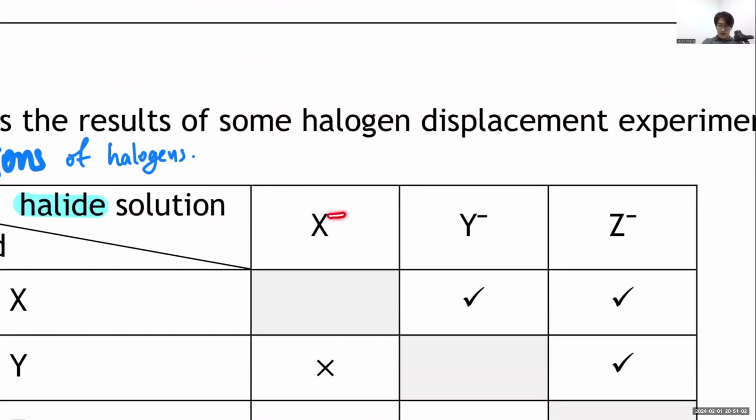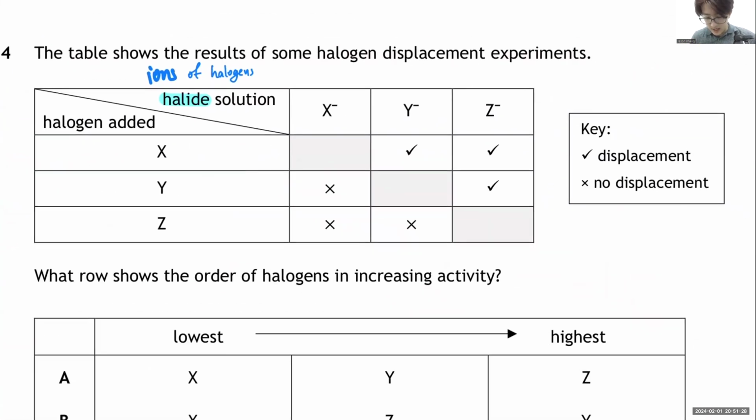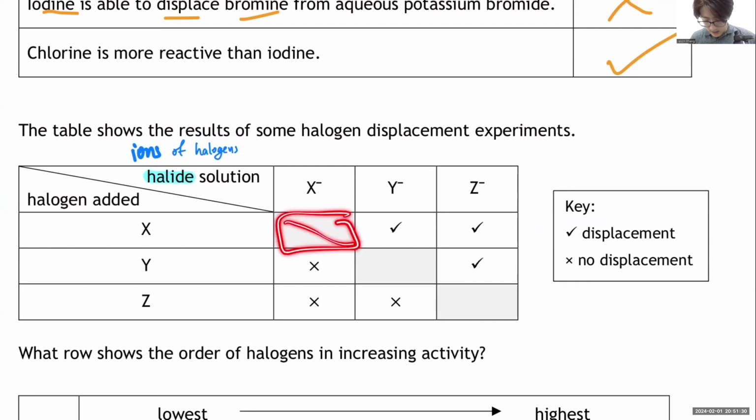This is why they are all negative ions. Because they gain negative. That's why we don't say minus, we say negative ions. They are not minus ions. But the charge is X minus, Y minus, Z minus. So for displacement, must remember, more reactive kicks away less reactive. This one means nothing happened.